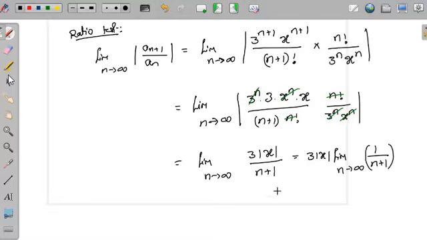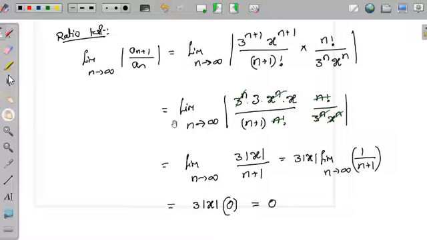And what is the limit now? 3 into mod x times, and this limit will be 0. Okay, and finally we got 0. So we came to know that the limit of the ratio test is 0. Okay, and this is 0 for any value of x, for all x belongs to R. Whatever x may be, 0 into that x becomes 0.